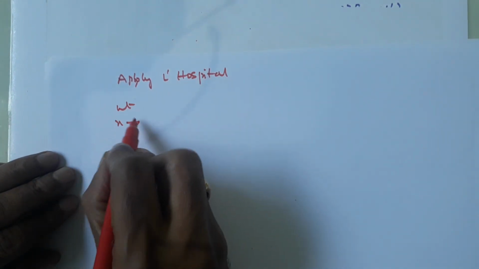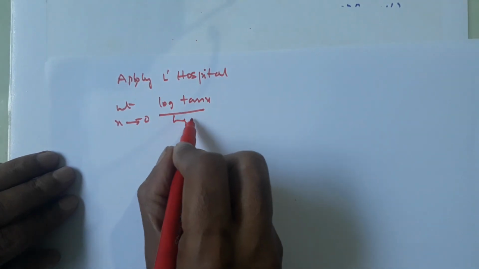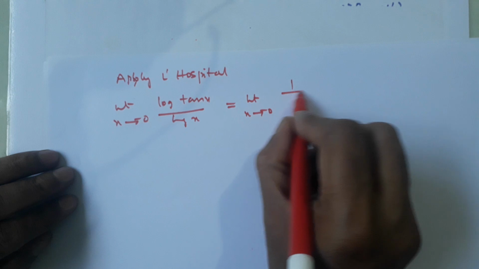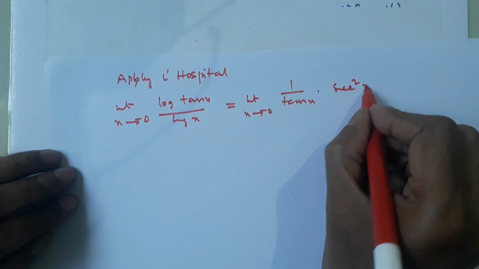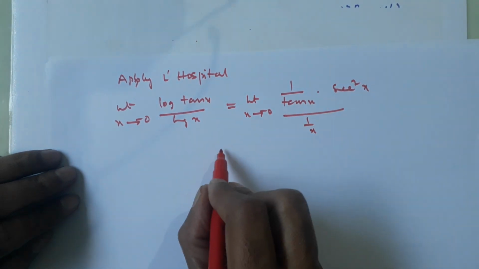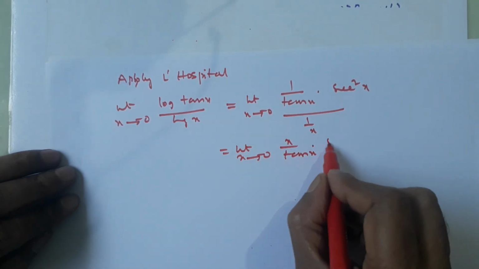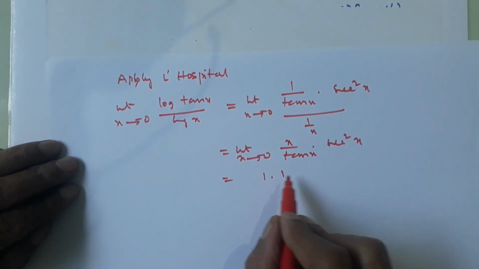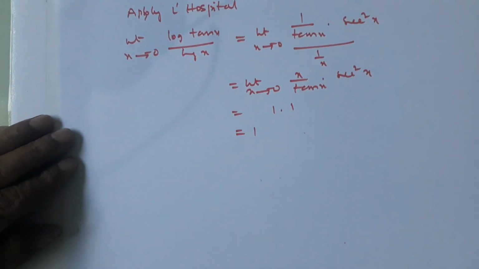Apply L'Hospital. Limit x tends to 0 log tan x divided by log x is equal to limit x tends to 0 1 by tan x into tan x differentiation is secant square x, whole divided by 1 by x, which is equal to limit x tends to 0 x by tan x into secant square x. Applying the limit, this is 1, and secant square 0 is also 1, so the value is 1 itself.